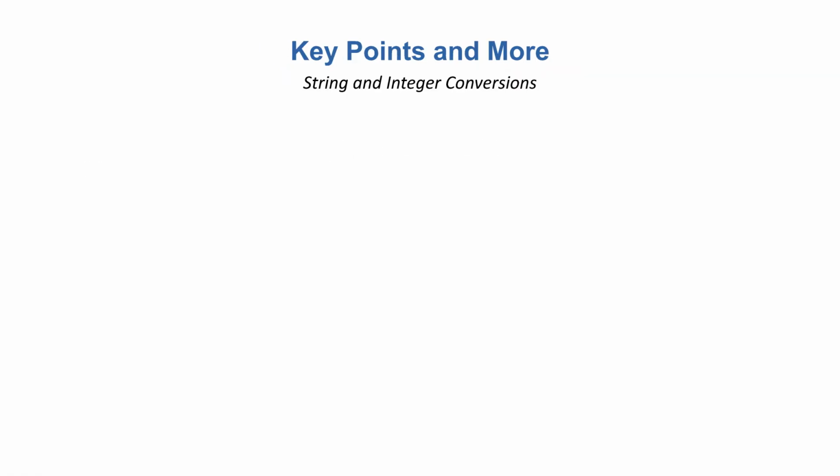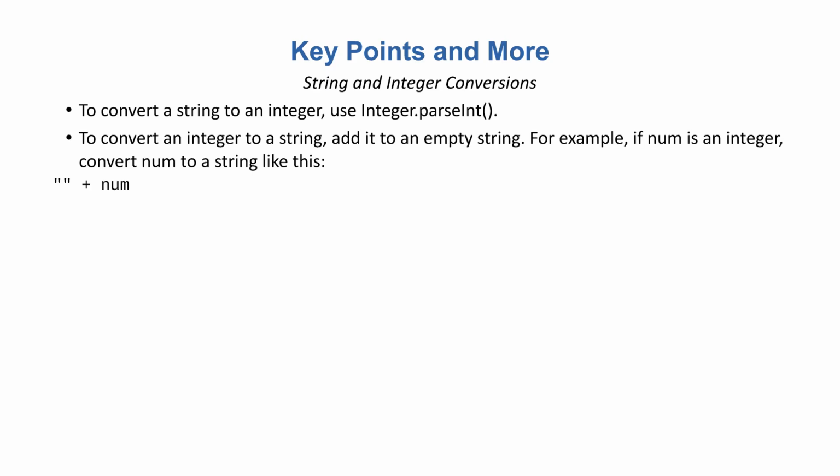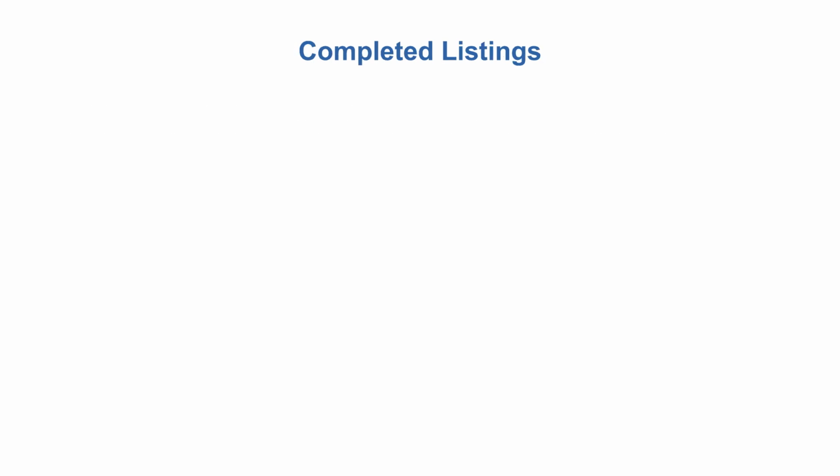Key points and more. String and integer conversions. To convert a string to an integer, use Integer.parseInt. To convert an integer to a string, add it to an empty string. For example, if num is an integer, convert num to a string like this. Here are the completed listings for all the exercises in this video.